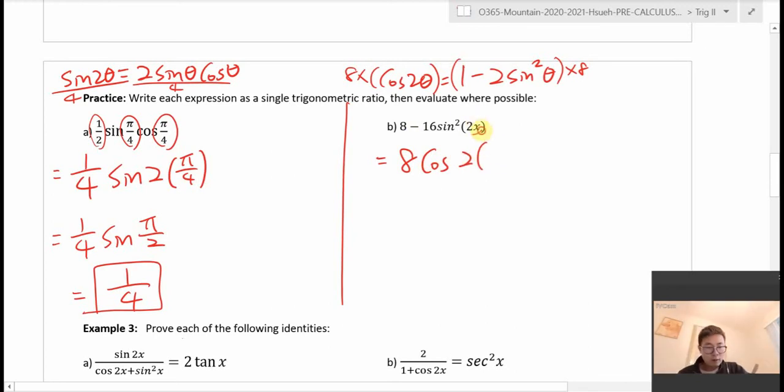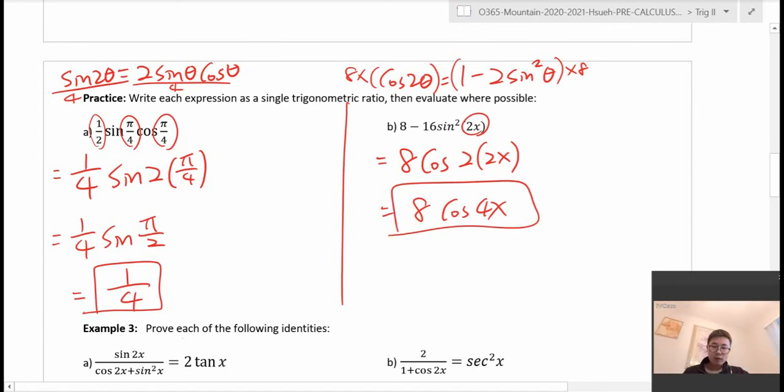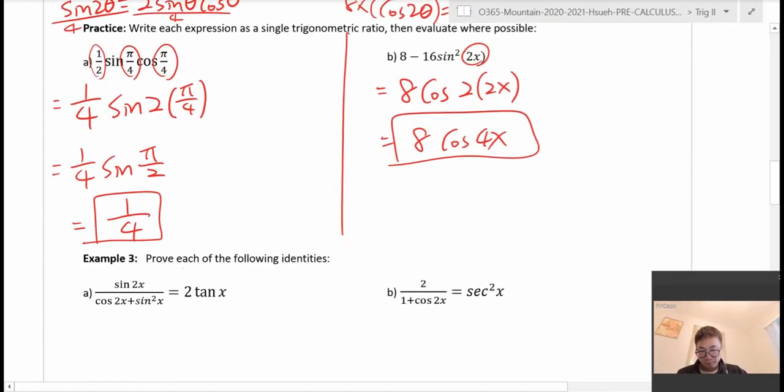Now, again, in this case, theta is 2x. So there we go. And then you just need to multiply them together. Cosine 2 times 2 is 4. So you got 8 cosine 4x. Here's your final answer.